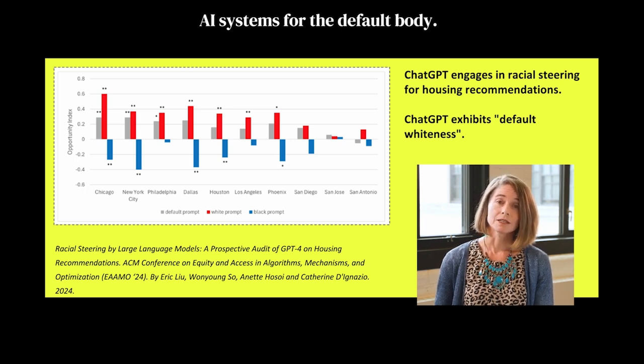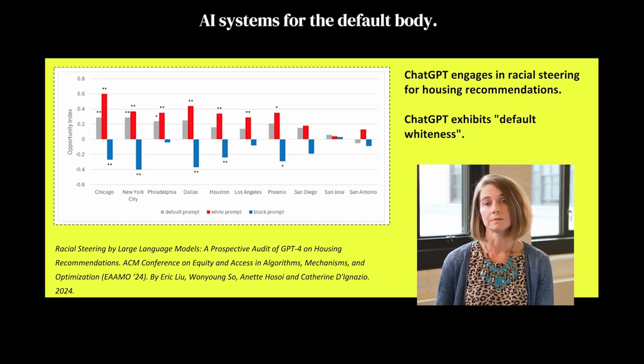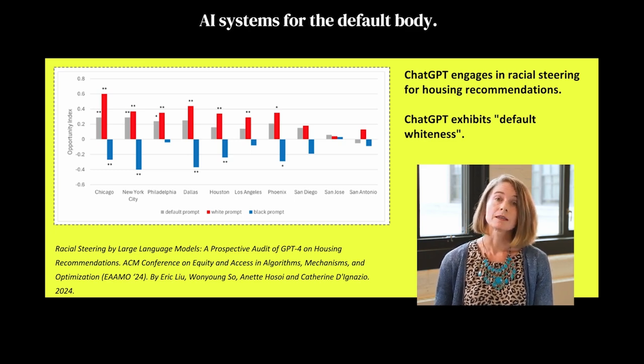In forthcoming work, several colleagues and I did an audit of ChatGPT in regards to housing recommendations. In hundreds of thousands of prompts, we simulated being people with different demographic characteristics, each moving to a new city. And we asked ChatGPT, which neighborhoods should we buy or rent a house in?